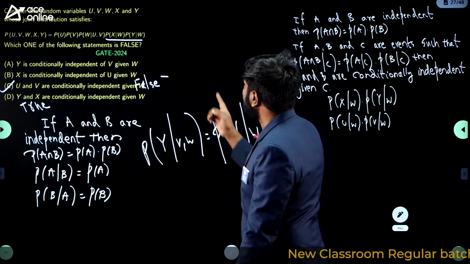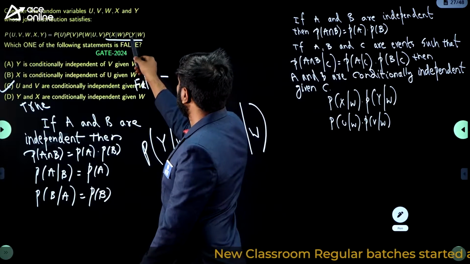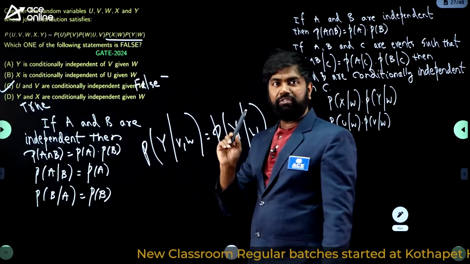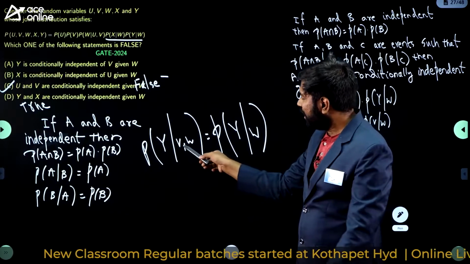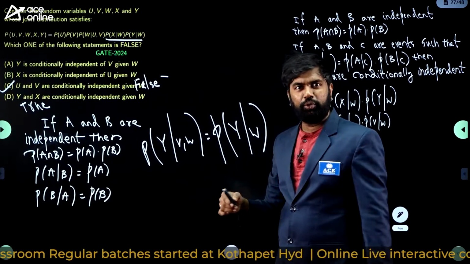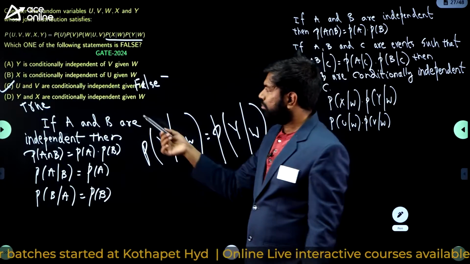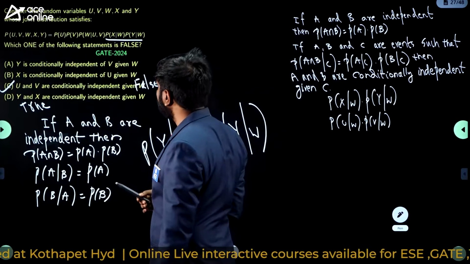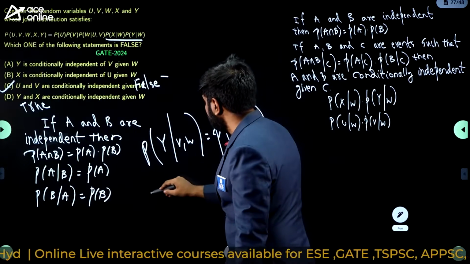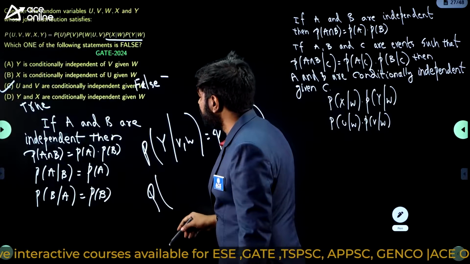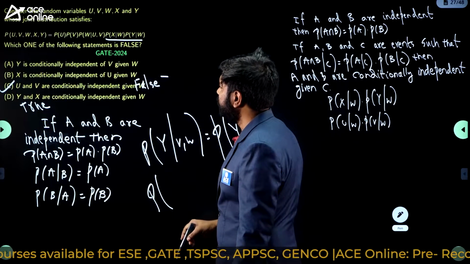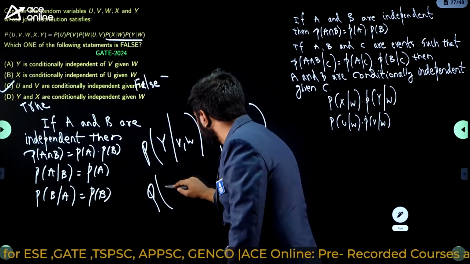Now clearly in the options I have P of Y given W, nowhere do we have V comma W. So from this we can claim that yes, Y is conditionally independent of V given W. Similarly, the same argument is applied to the next option: X is conditionally independent of U given W.